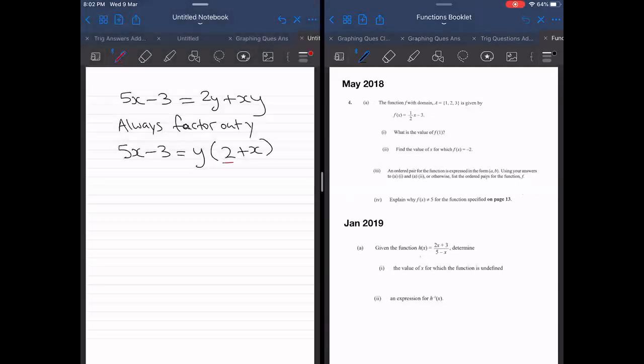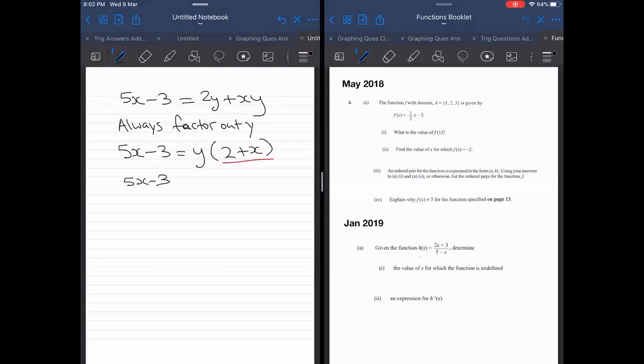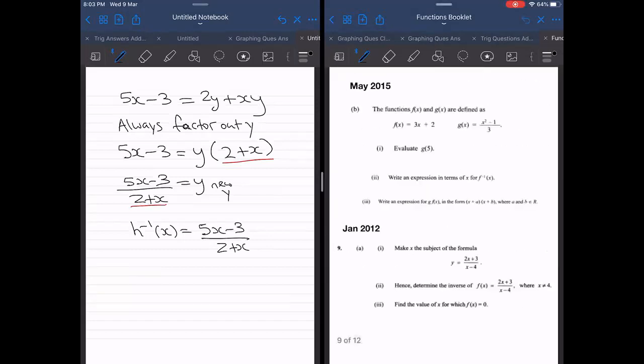And the final step, the 2 plus x, which is multiplied, when we take it across, we divide. And that's it. So you just want to finish off by saying h inverse of x, because remember the new y is your inverse. So you just want to rewrite it so that you put your final answer, so that everything is all good to go.